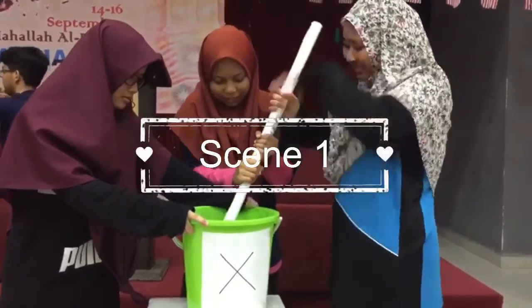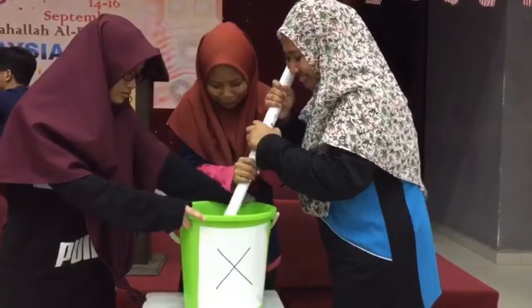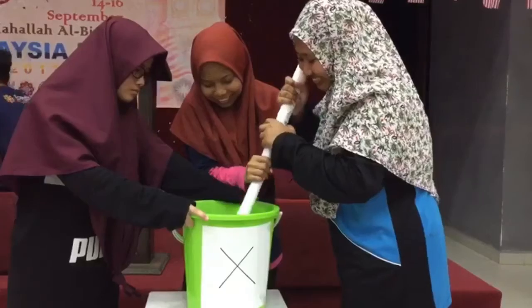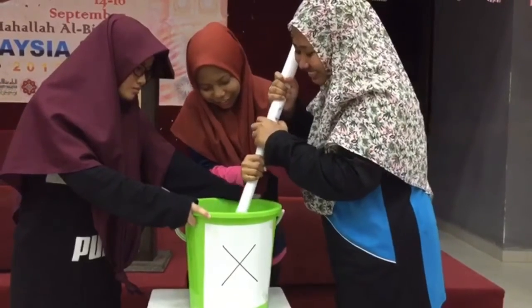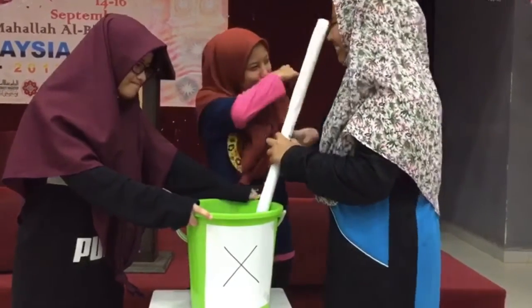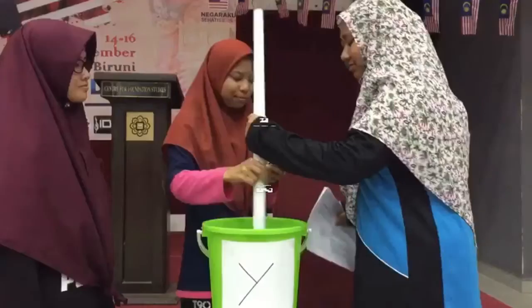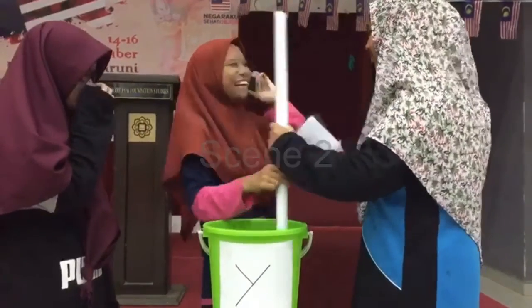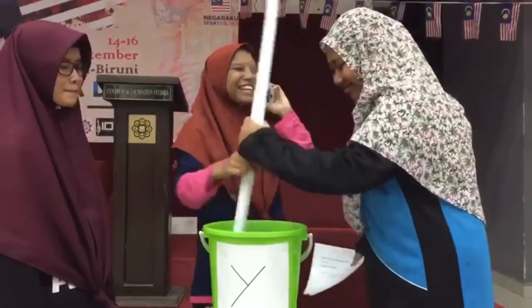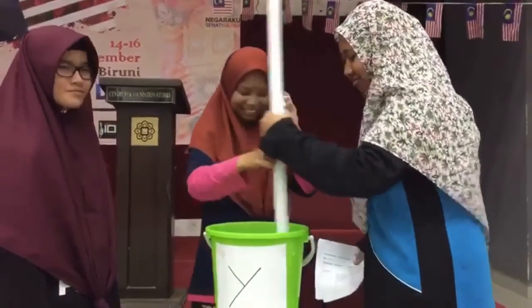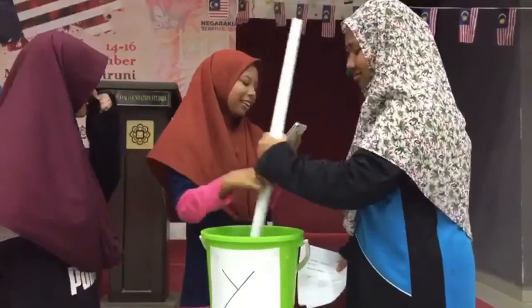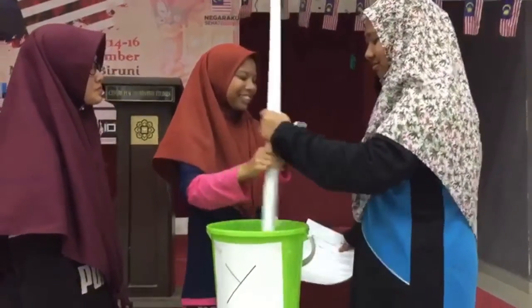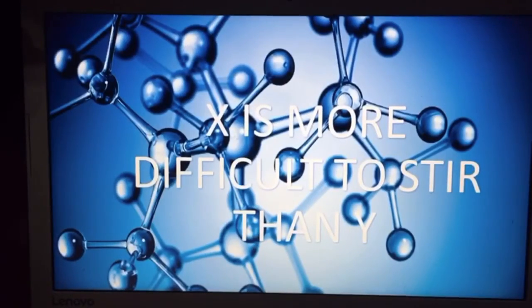Scene 1. From here we can see that three girls are having difficulty stirring the egg liquid. Meanwhile, in scene 2, these three girls are having no difficulty at all stirring the white liquid. X is more difficult to stir than Y.